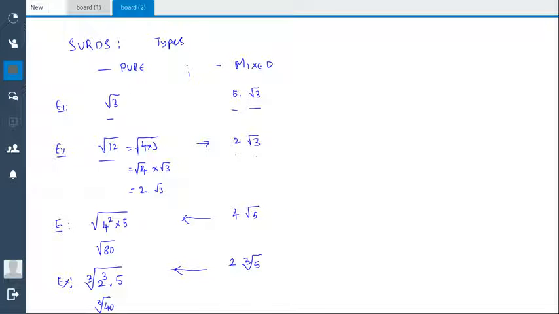Let me give another problem also. I am doing mixed surd to pure surd. I am doing some problems. Now 4 into 4th root of 2. How are you going to do this? How do you send this 4 inside the root?